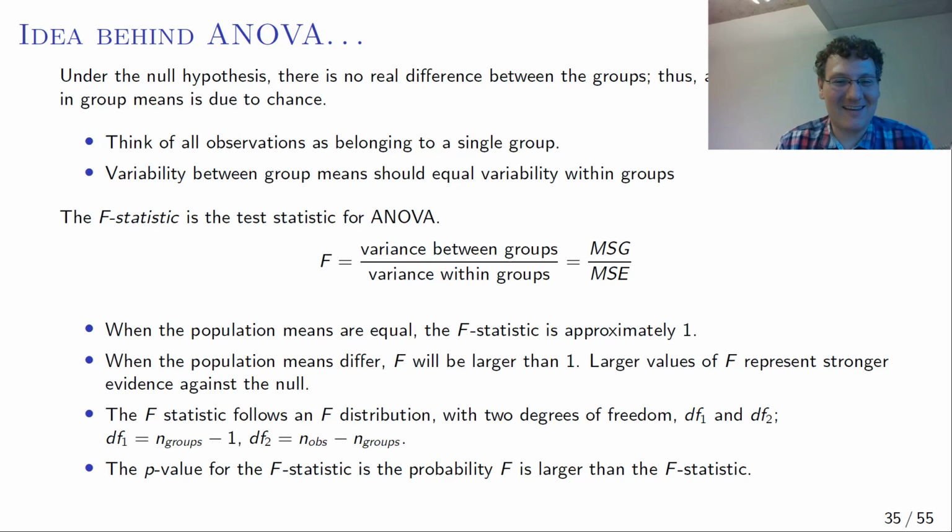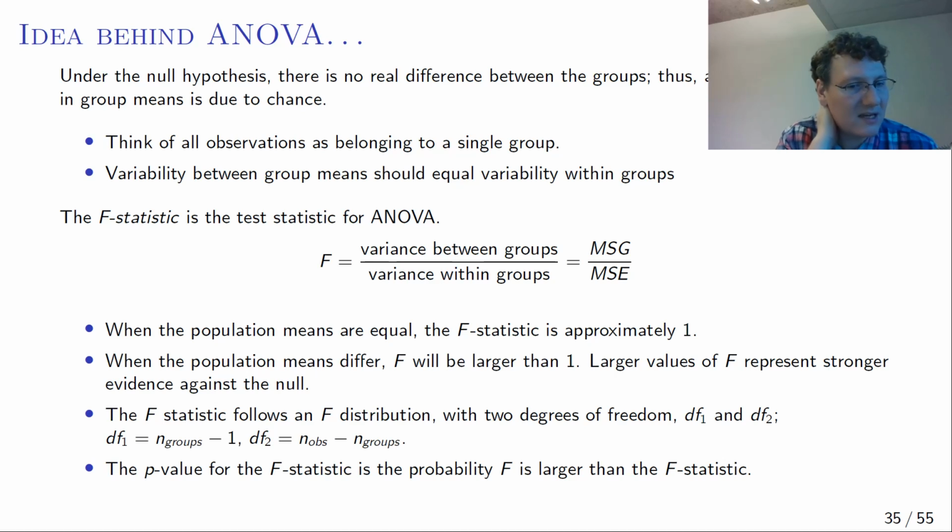At any rate, the sampling distribution for the F statistic, since the variance is a positive number, this ratio could be as low as 0, but it could go up to really big. If the population means are all about the same, the F statistic is going to be close to 1. When the population means differ, F will be larger than 1, and larger F values represent stronger evidence against the null hypothesis. So the bigger the F statistic, the more sure we can be that there is a real true difference in group means.